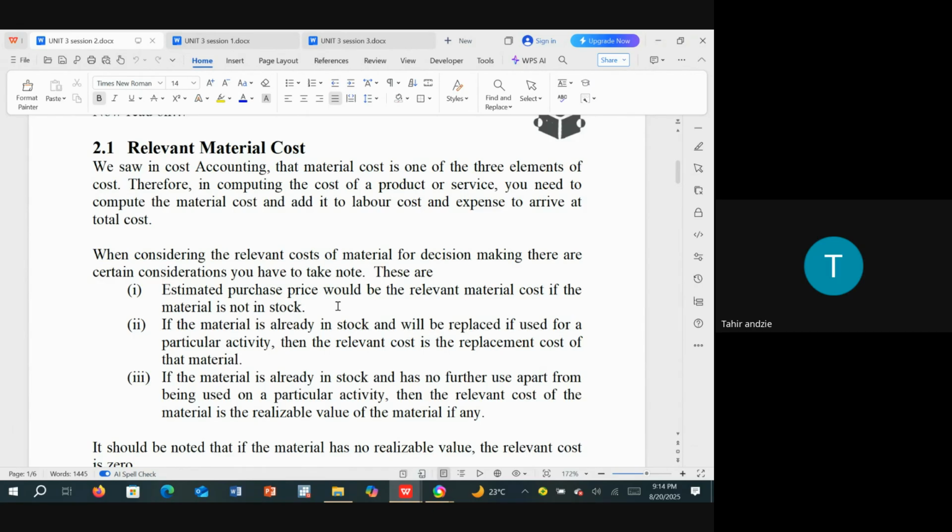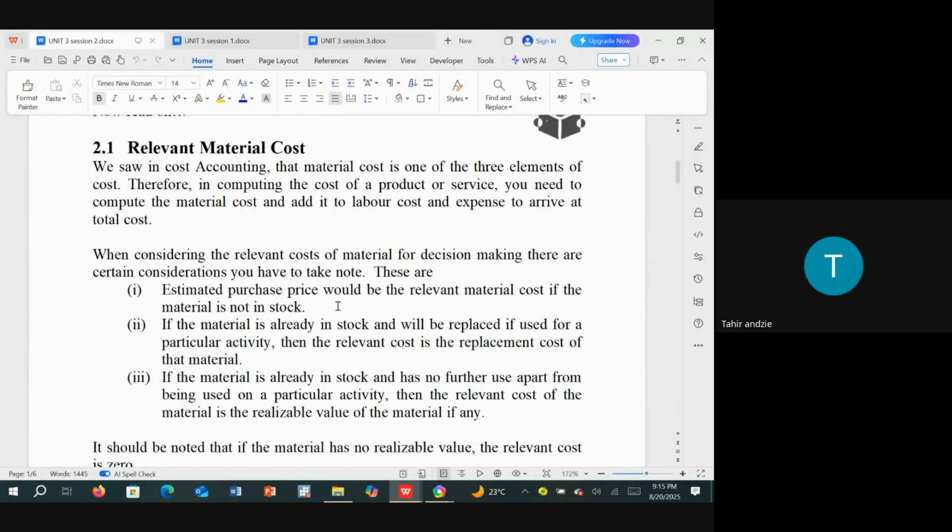Once we do not have the material in stock and we are going to use it for a particular decision, the cost of the material we are going to buy becomes the relevant cost. Therefore, the estimated purchase price of the material becomes the relevant cost, because once we take a decision, we have to make an estimate of the material we need to produce that particular item. Okay, if the material is not in stock.